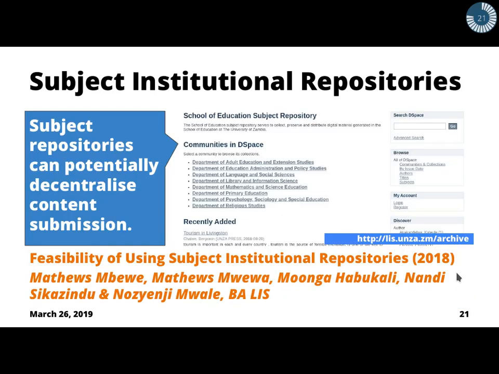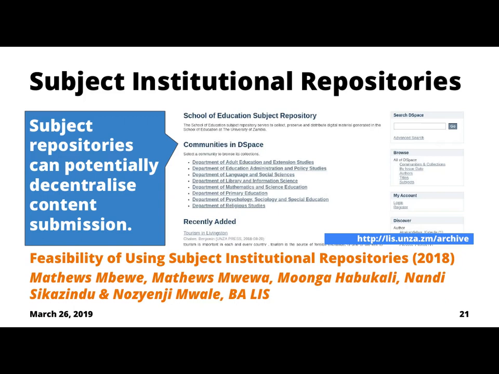We're also suggesting that we decentralize this whole process. We can do this by implementing subject repositories, right? We've already shown that this is possible by implementing a subject repository in LIS ourselves. I worked with these students as part of their fourth year project. They worked towards trying to ascertain if it's feasible for us to do this. And we've shown that it's feasible because we have our subject repository currently running, right?